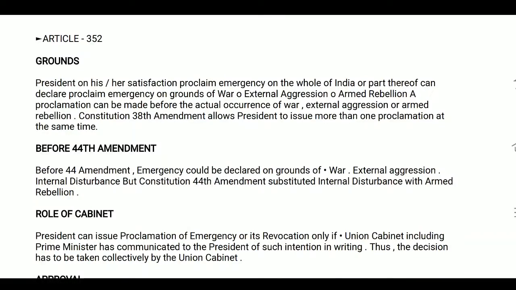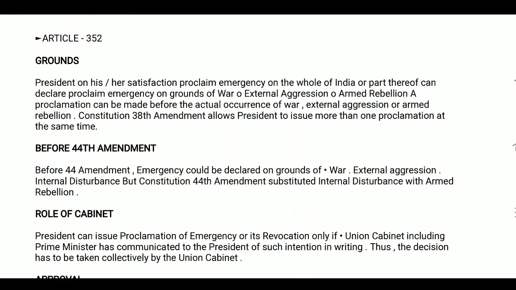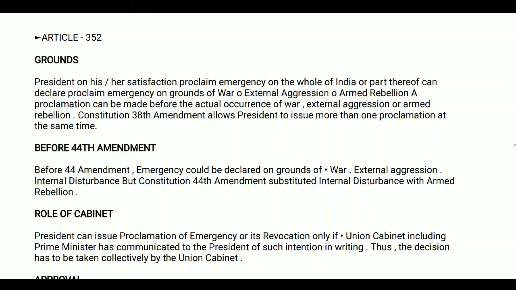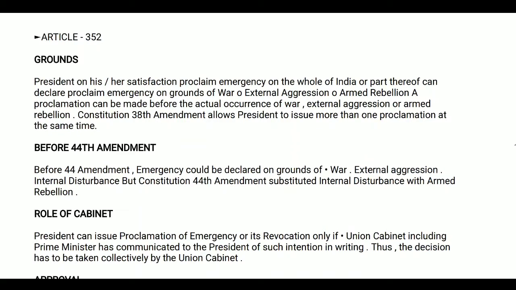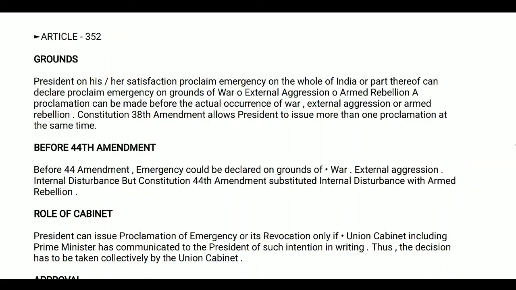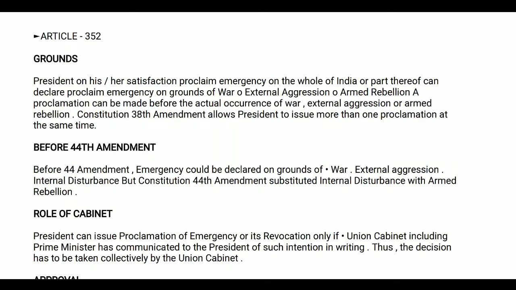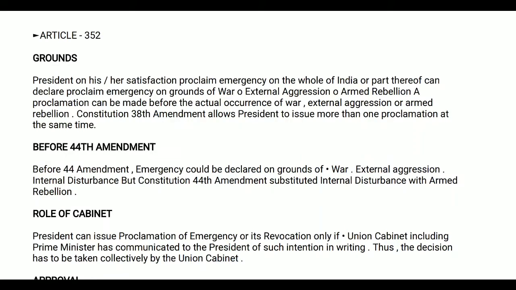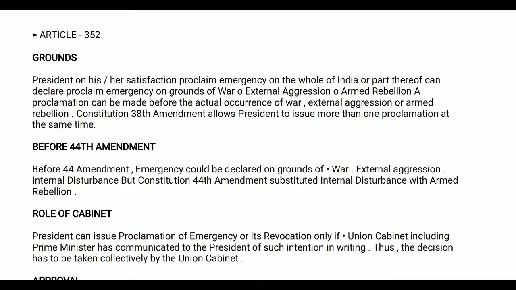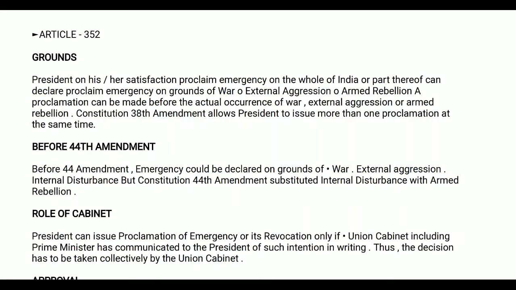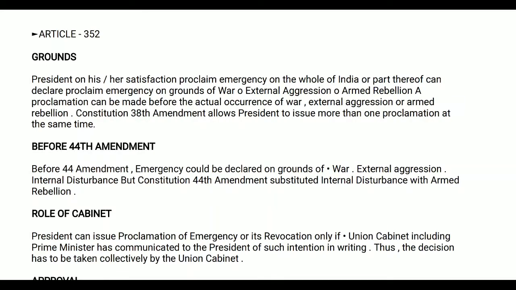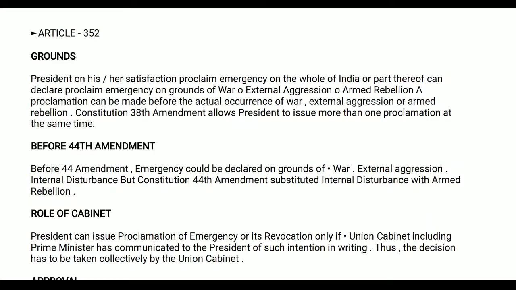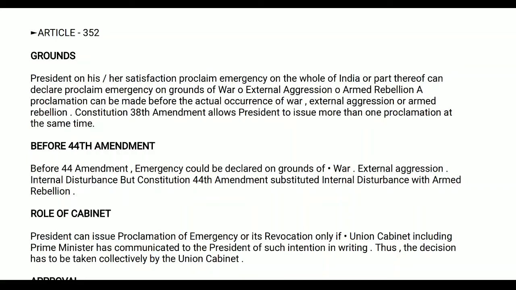Hello friends, let's discuss the important topic of polity, emergency provisions. The Constitution envisages three types of emergencies. Article 352, emergency arising from threat to security of the nation or a part thereof. Article 356, breakdown of constitutional machinery in a state. And financial emergency, that is Article 360. Let's discuss Article 352.